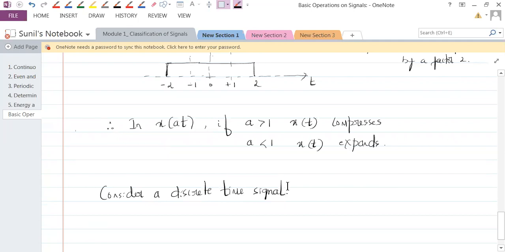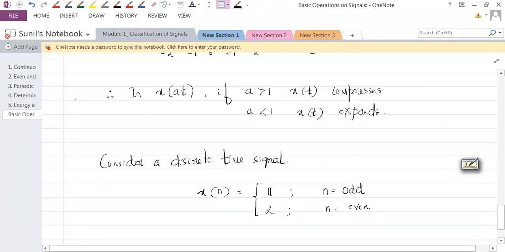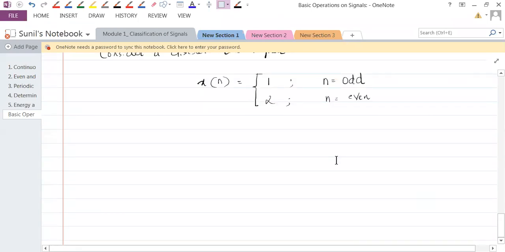And the discrete time signal that we are considering is this. x of n equal to 1 for n odd, 2 for n even. So for even numbered n's, x of n would be 2. For odd numbered n's, x of n would be 1. Now let's sketch this signal and see how it looks. We have done that with continuous time. We'll see what happens with discrete time.